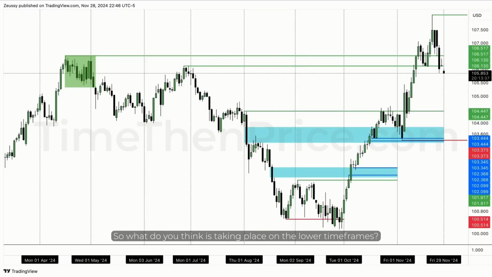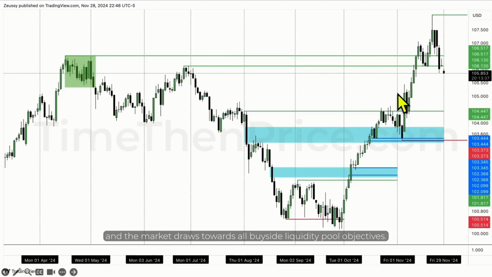So what do you think is taking place on the lower time frames? On the lower time frames, you would see lower time frame market maker buy models. Why? Because we're in a bigger market maker buy model right here. And that is why I'm discussing this today with you. You need to understand the bigger fractals in order to know how the lower time frame fractals are likely going to deliver.